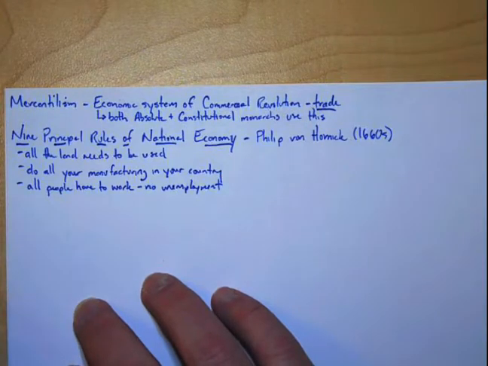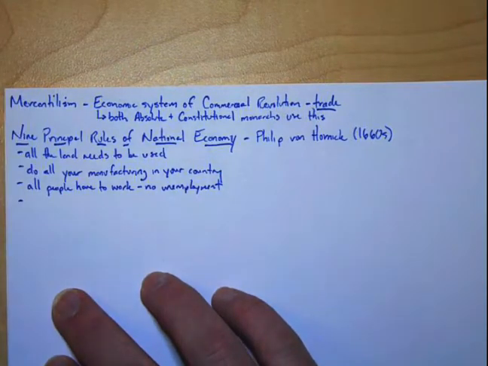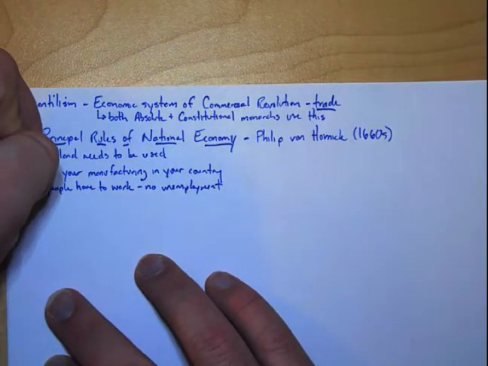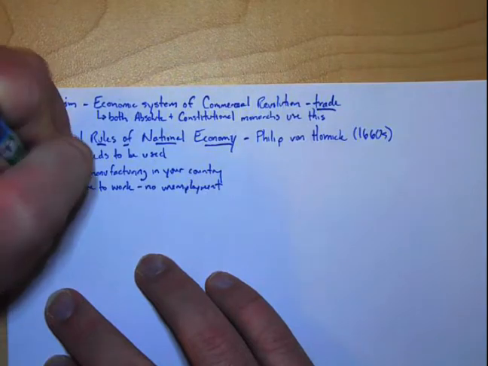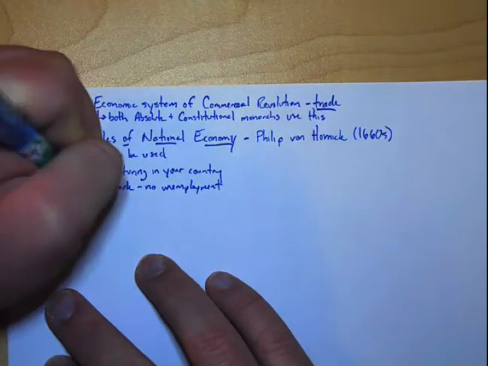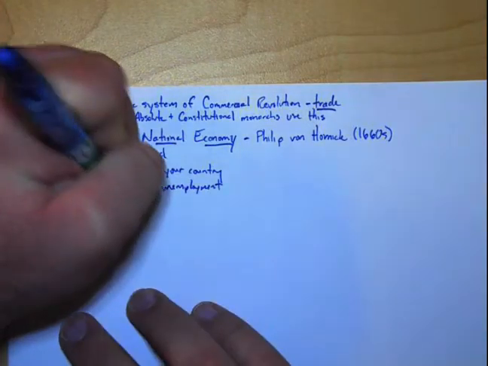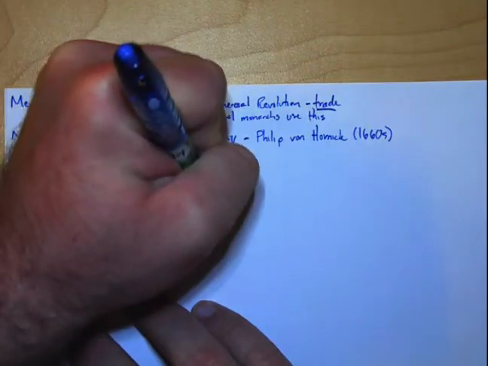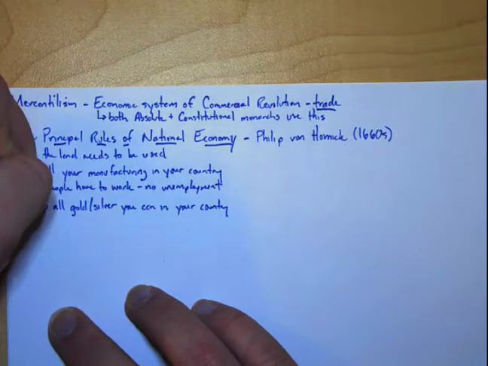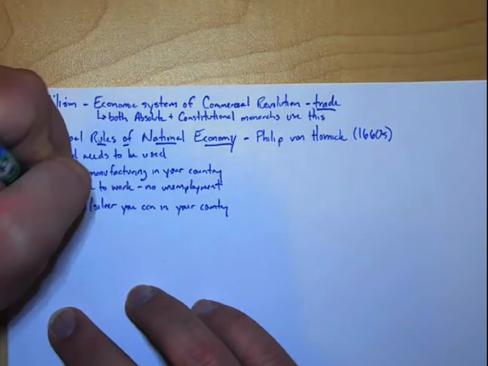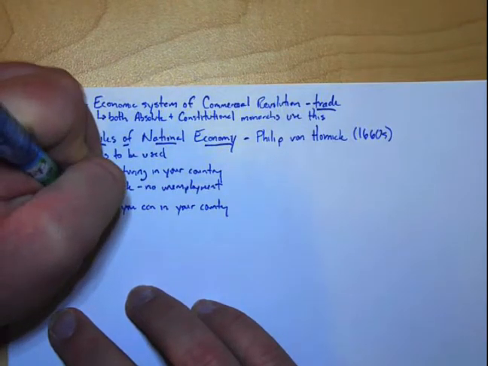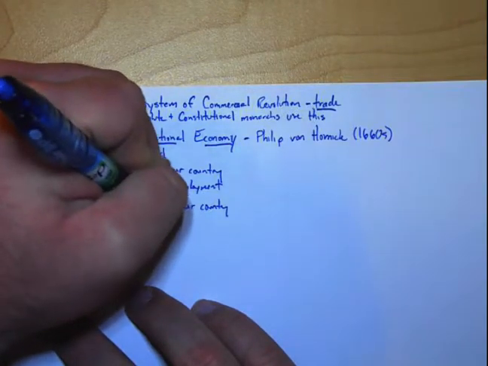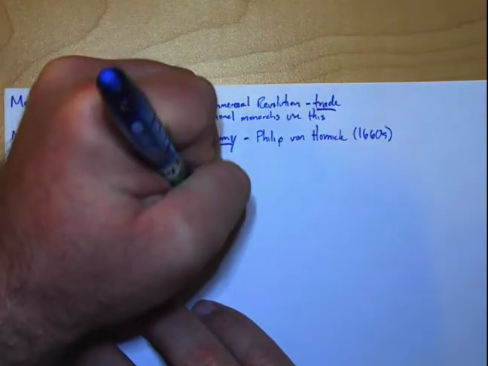The next piece is maybe the most important part of mercantilism, in that you keep all the gold and silver you can in your country, and you need to use it as money. So it has to be circulated. No hoarding.